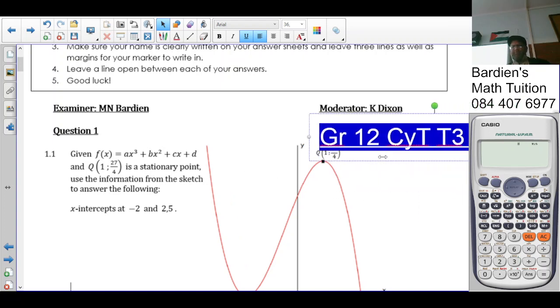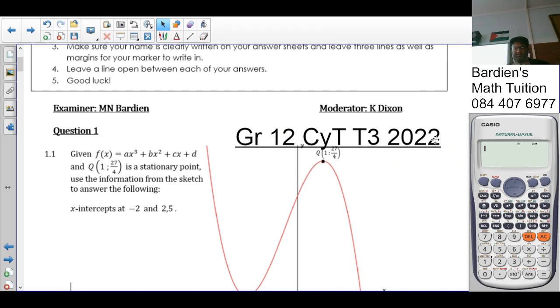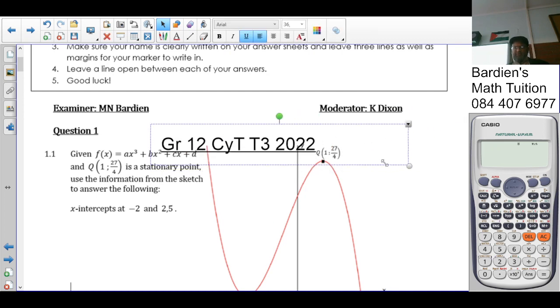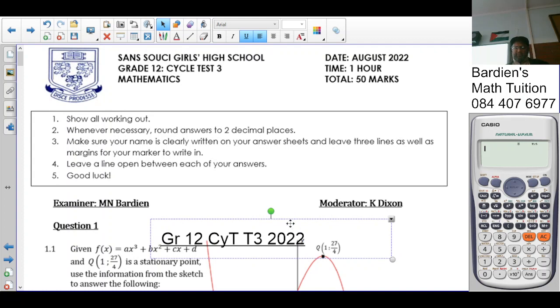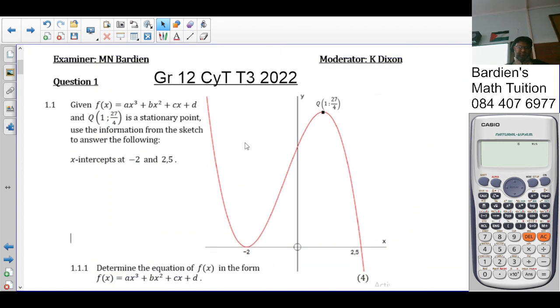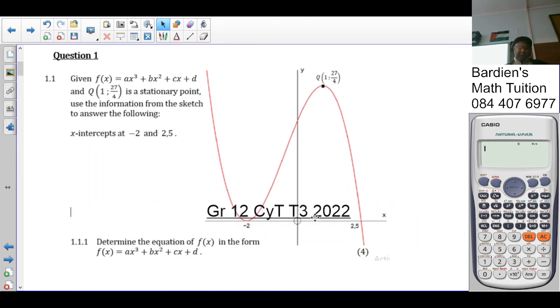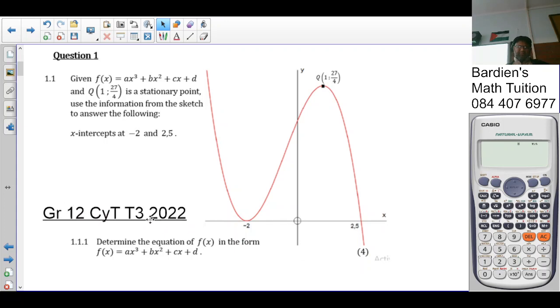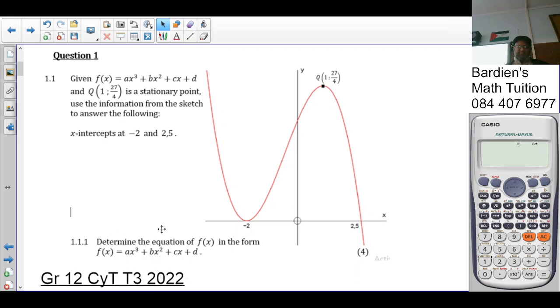Okay, your papers are being moderated, so we're just waiting on the papers to be finalized and everything. But in the meantime, we're just going to wrap up this portfolio piece. Okay, so it was cycle test 3.